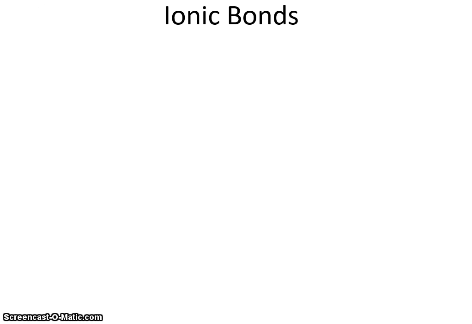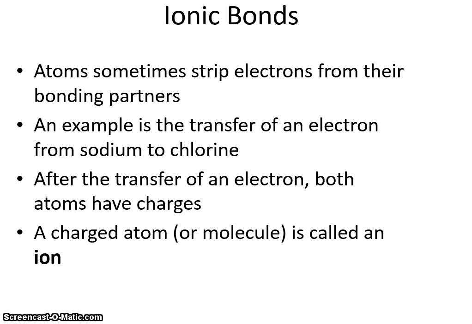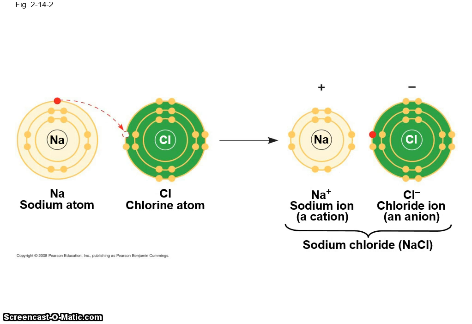So covalent, sharing; ionic, think stealing. One atom is usually so electronegative, so much more electronegative than the other atom, that it strips or steals electrons from the second atom. This transfer of electrons usually results in the atoms having charges on them. We call these ions then. Let's take a look at an example with sodium and chlorine.